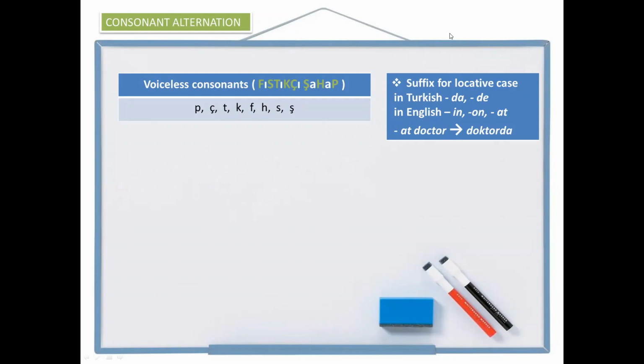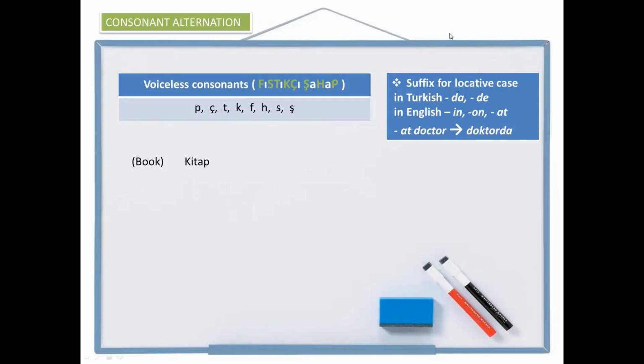All right, how is consonant alternation in this case? For locative case and for ablative case, if the word ends with a voiceless consonant and continues with a suffix for locative or ablative case, then this suffix alternates itself from da, de to ta, te, from dan, den to tan, ten. Let's see some examples to understand it better.